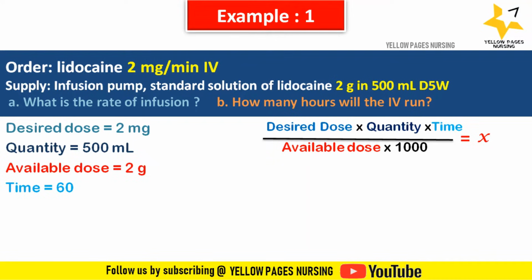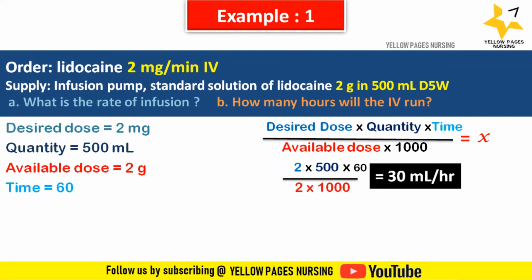Because the doctor's order is in milligram, and in order to convert gram to milligram, we are multiplying the denominator by 1000. So applying all in the formula, we get 2 multiplied by 500 multiplied by 60 divided by 2 multiplied by 1000, which gives 30. And so we set 30 ml per hour in the infusion pump.